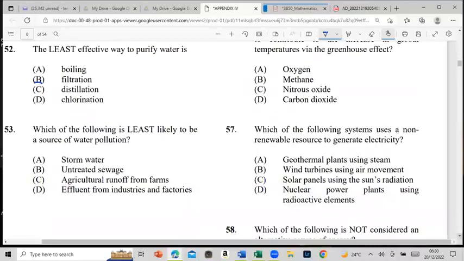53. Which of the following is least likely to be a source of water pollution? A. stormwater, B. untreated sewage, C. agricultural runoff from farms, D. effluent from industries and factories. Well, those are disasters. Alright, so I'm going to go with the stormwater. Let's move on to 54.